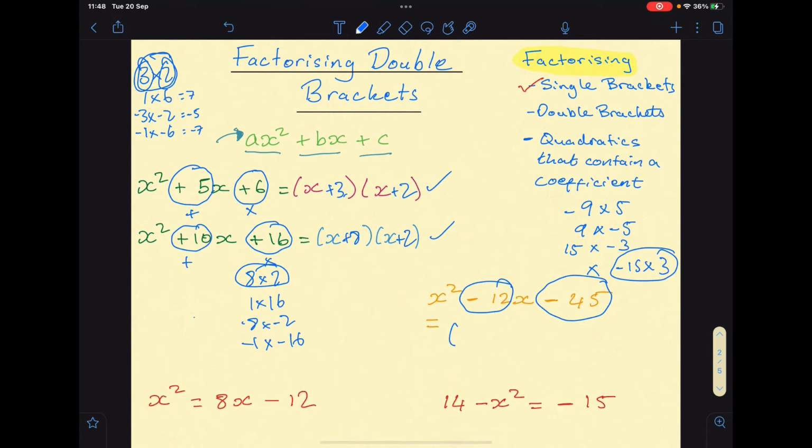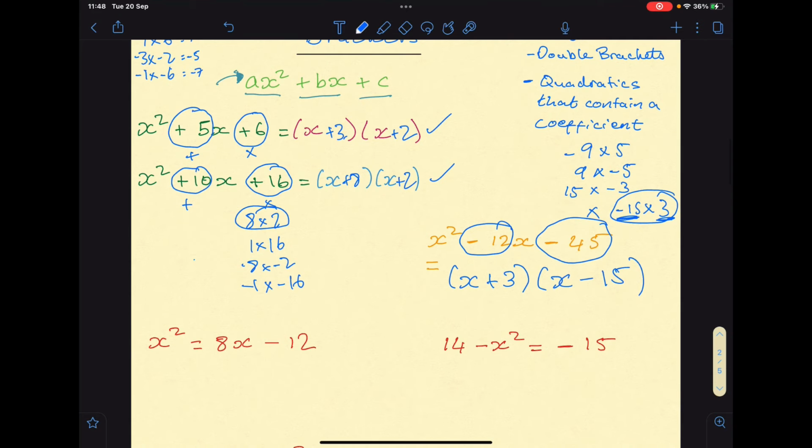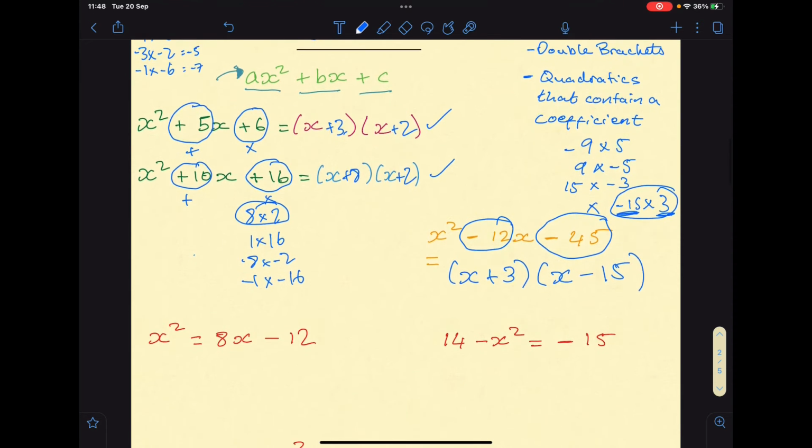So my final answer is going to be x plus 3, because the 3 is positive. The 15 is negative, so I'm going to write x minus 15. And that's fully factorized. Then you might come across questions that look like this. So the first step in these kinds of questions is you have to get it into the factorized form. So you have to have something x squared plus something x plus c.